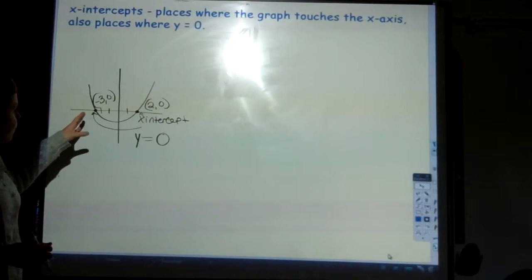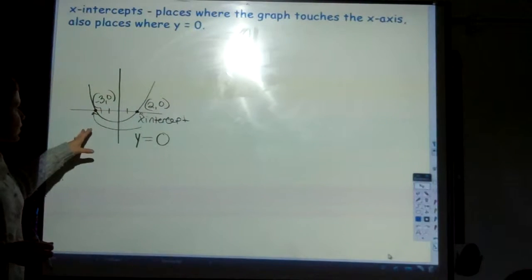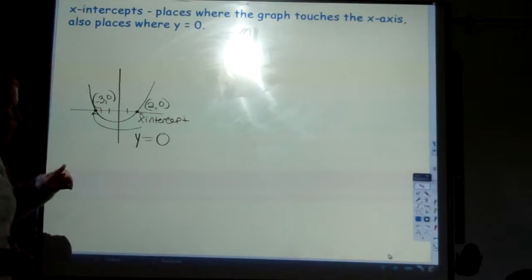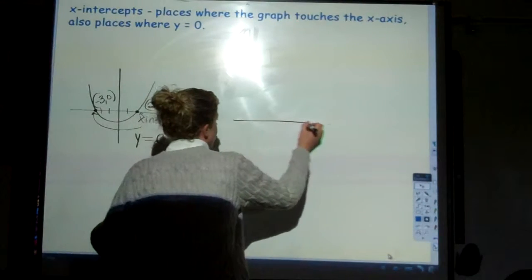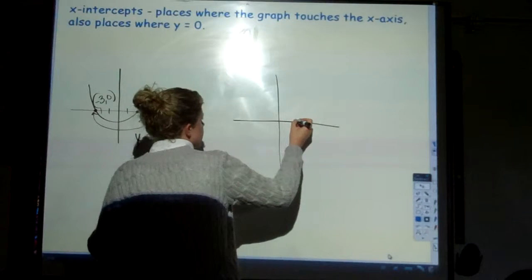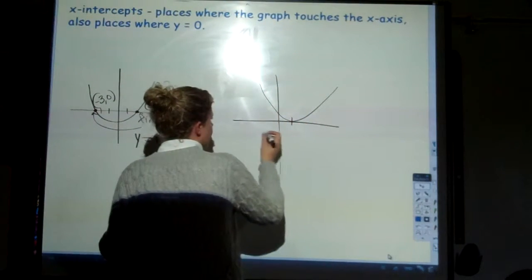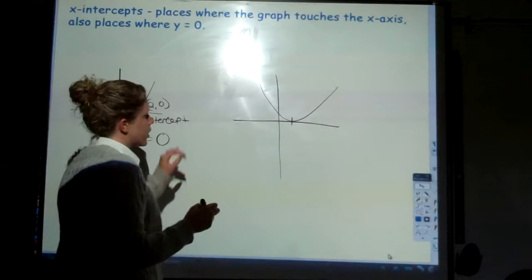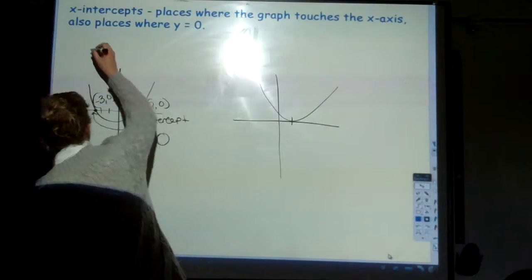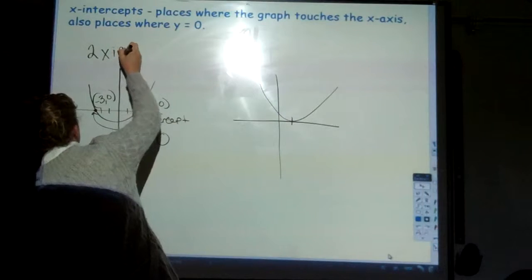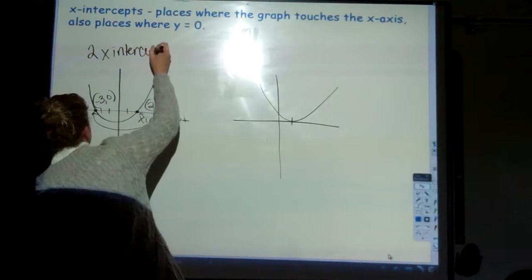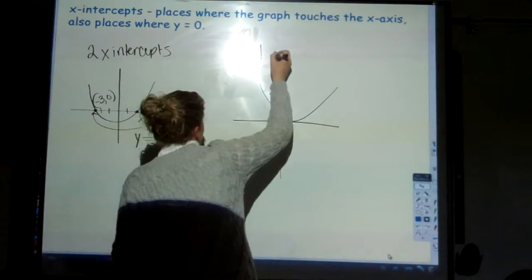Another scenario is that there's only one x-intercept. And in that case, the parabola is sitting right on top of, or right underneath, the x-axis. So it kind of just only has one x-intercept. This one has two x-intercepts. This one only has one x-intercept.